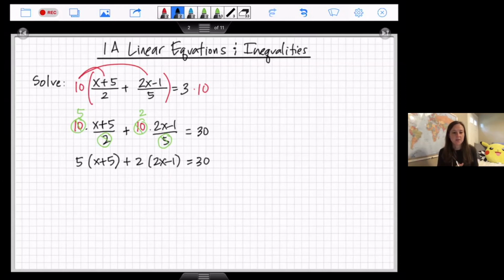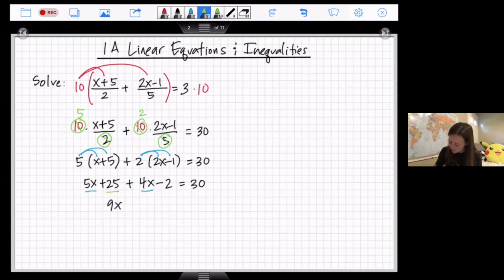It's kind of like the last one that we did. We just got to get rid of the parentheses and gather up all our like terms and solve for x. So I'm going to distribute the 5 and the 2, and that'll leave me with a 5x plus 25. Distribute the 2, it gives me 4x minus 2, and then 30 on the right. Okay, all of our x's are already over on the left-hand side. We'll gather up our like terms. So I've got a 5x and a 4x to give me a 9x. And then I've got 25 minus 2, so I've got plus 23 equals 30.